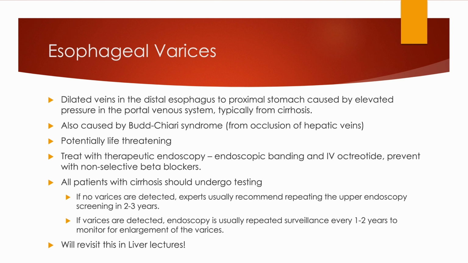So this is something that if the patient has cirrhosis, you do have to screen them and do surveillance for esophageal varices, because it can be a pretty high mortality rate if the patient has bleeding varices. And so we will talk about this more later on.